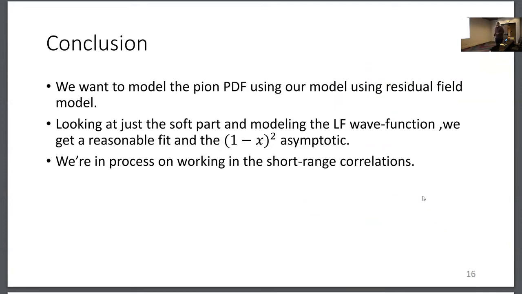We want to do the pion PDFs using the residual field model. For this one, we use the soft contribution or the mean field, and we model the light front wave function. And we get around, for high x, we get 1 minus x squared. And we're still working on the short range correlations.